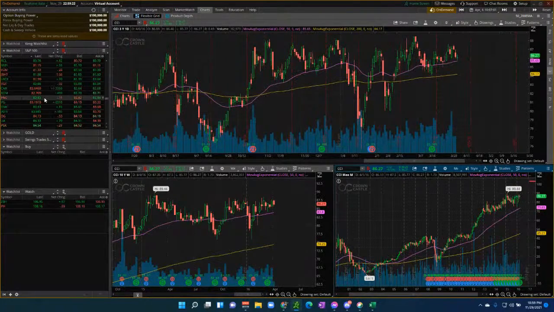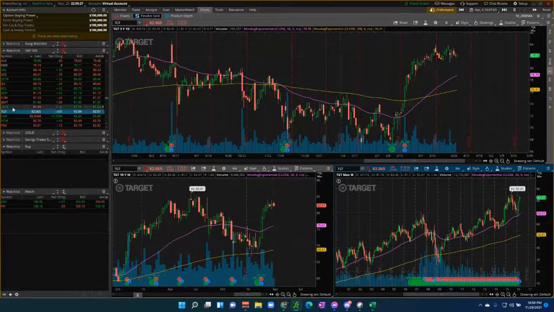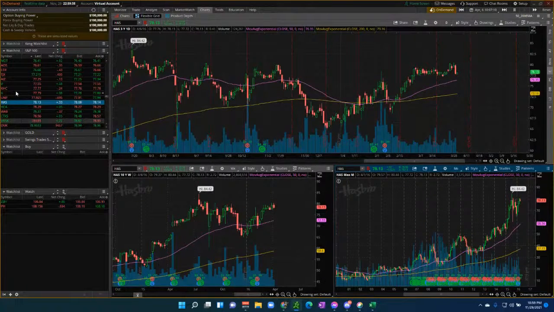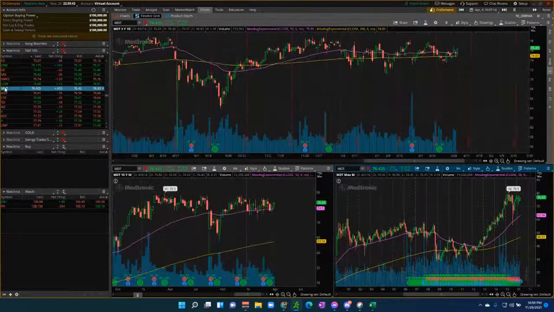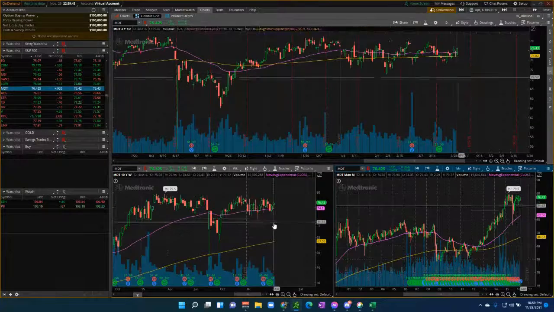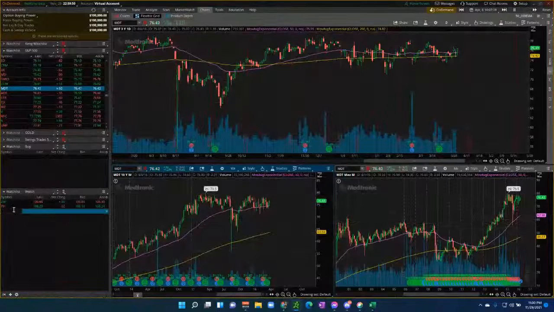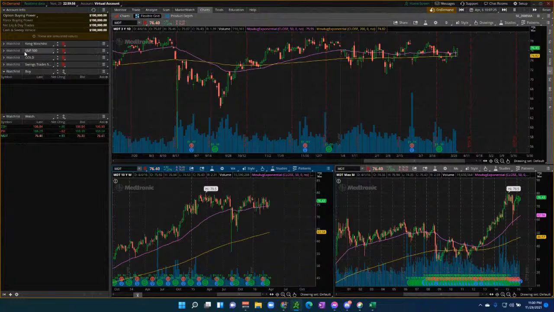Let's pick something down a little lower. I haven't traded Target before, but I think I should know how that plays out. So skip that. MDT. Let's trade MDT. I like the setup here. MDT. All right. So let's just focus on that. Close that down. Focus on these three.